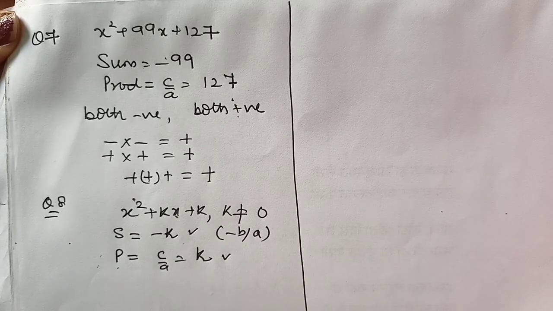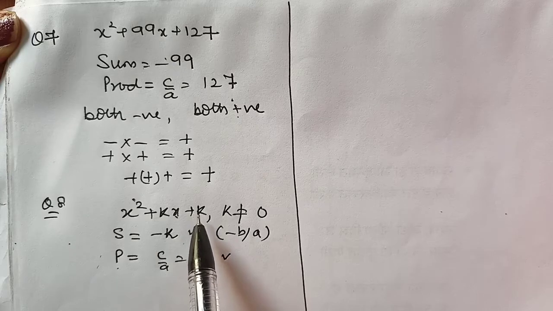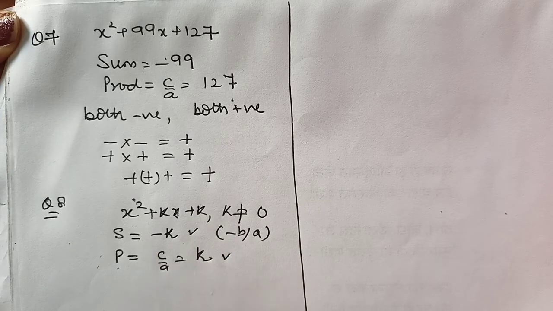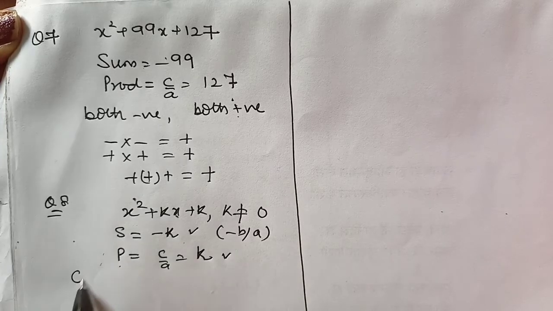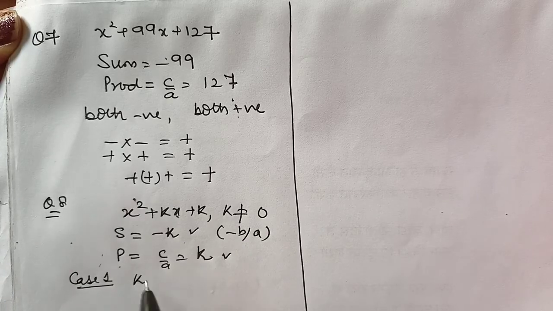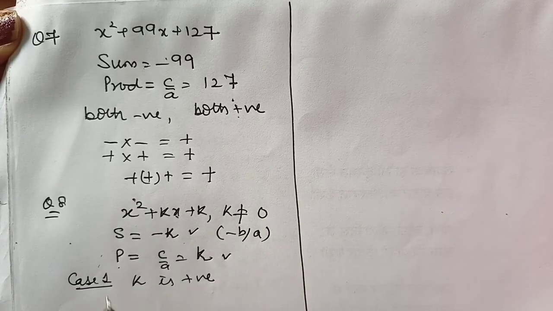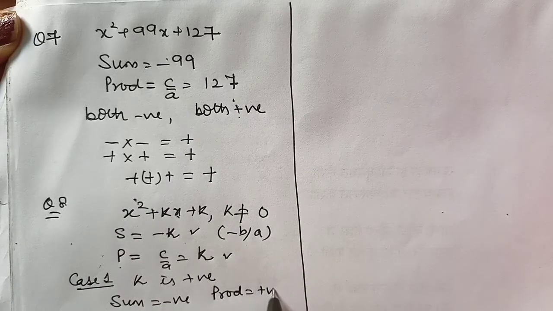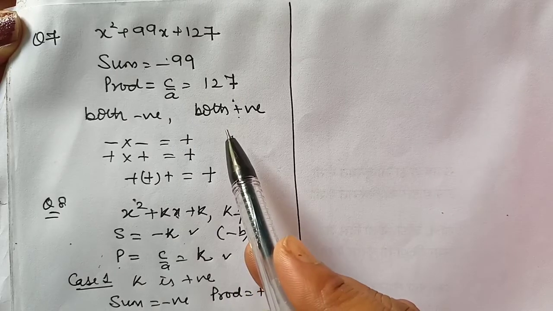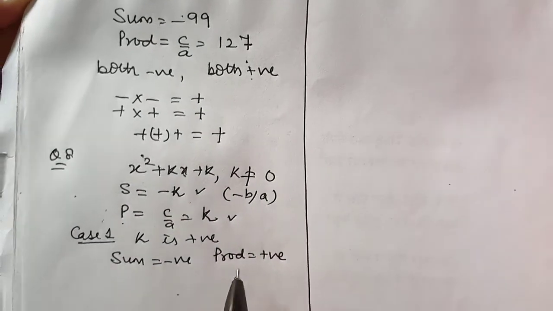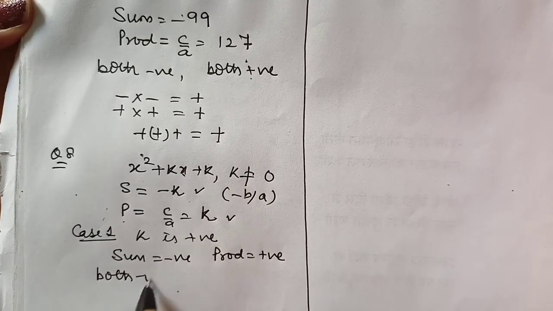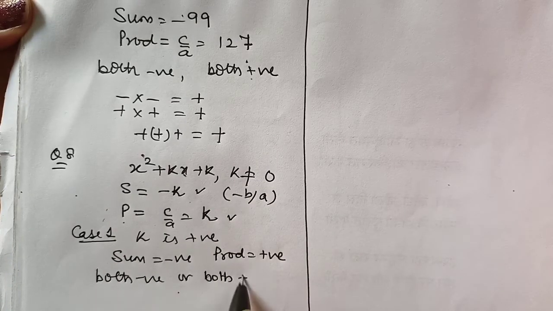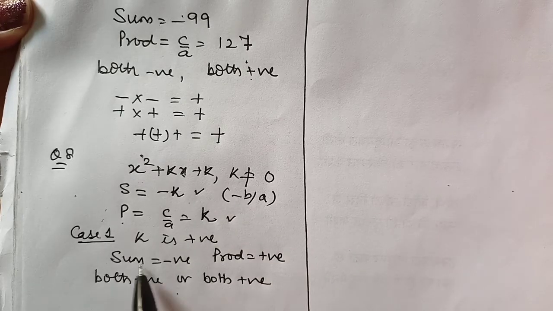But what if k itself is negative? Suppose here we have in place of k, here we have minus 4. So product will be minus 4. So we are not aware what is k. So we have to take both the cases. Okay, let us take case 1. If k is positive, then we have sum is negative and product is positive. Again, we'll apply the logic in question number 7. If product is positive, either both negative or both positive. Now, since sum is negative, so both must be negative.